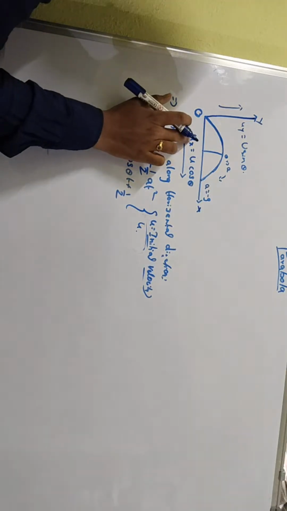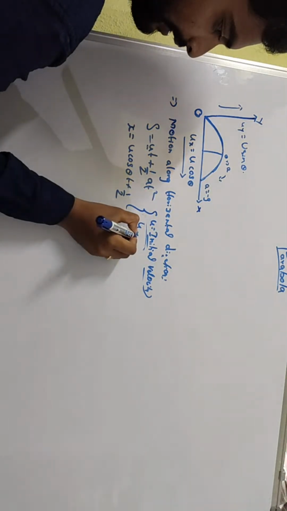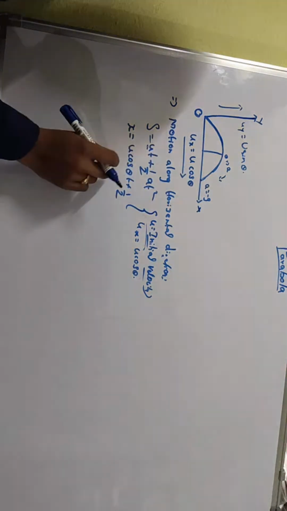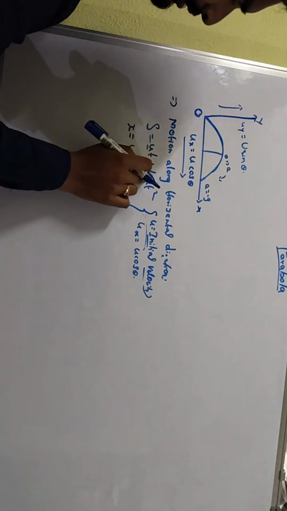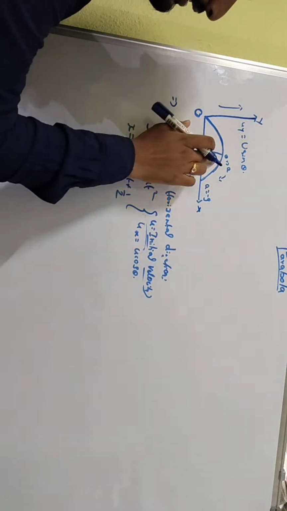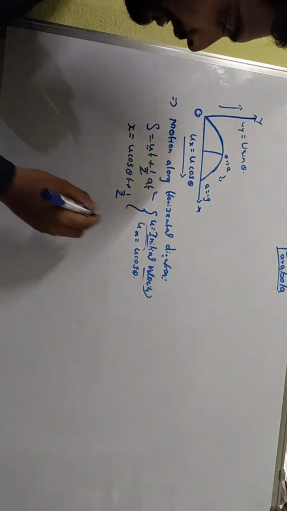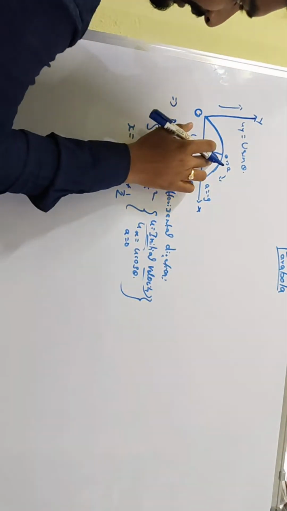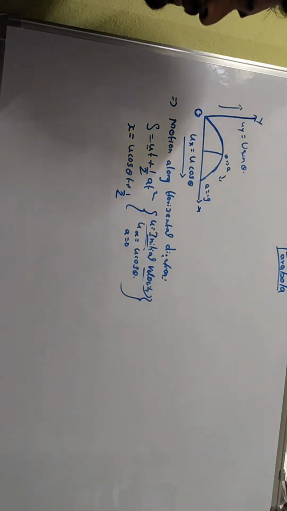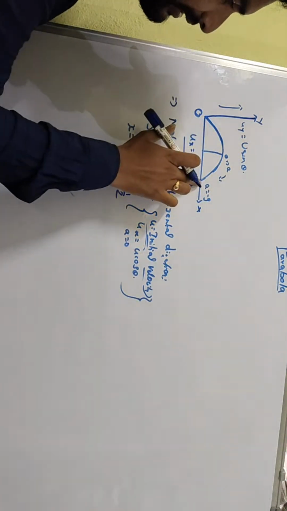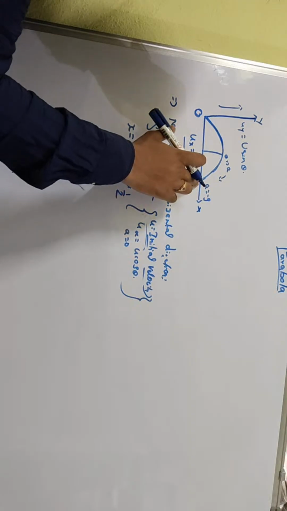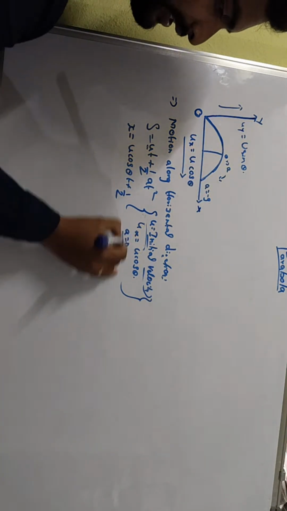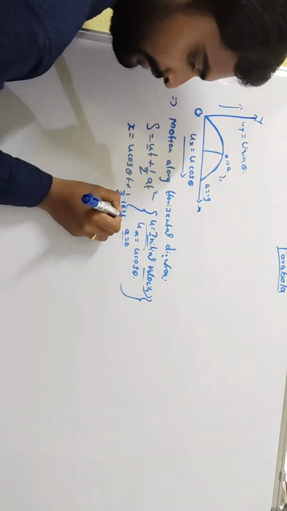Here we already know the horizontal component, ux = u cos theta, and acceleration a. When the object reaches its maximum height, a becomes 0. Why? Because the object reaches its maximum height or maximum speed, and at that time gravity does not act clearly. So that's why a is equal to 0. So whenever a is equal to 0, 0 times t square.